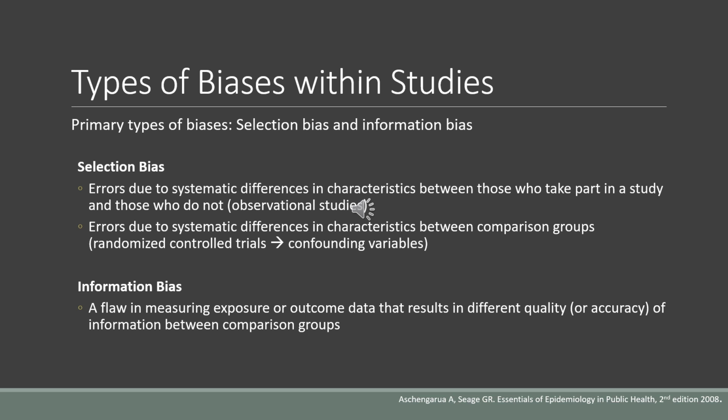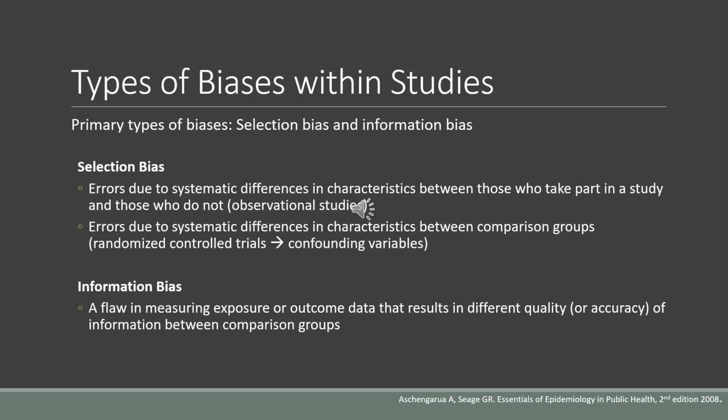There are many different types of biases which are described in the medical literature. We're going to put all of our biases under two basic umbrellas, selection bias and information bias. Selection bias in observational studies can be defined as errors due to systematic differences in characteristics between those who take part in a study and those who do not.